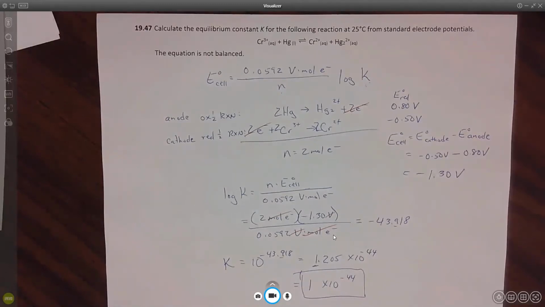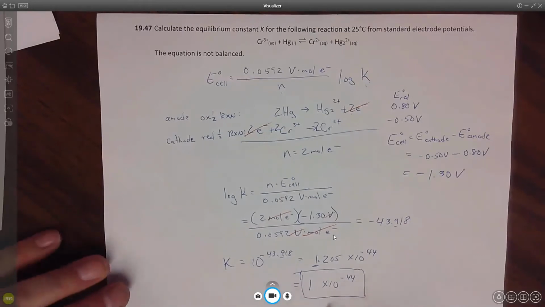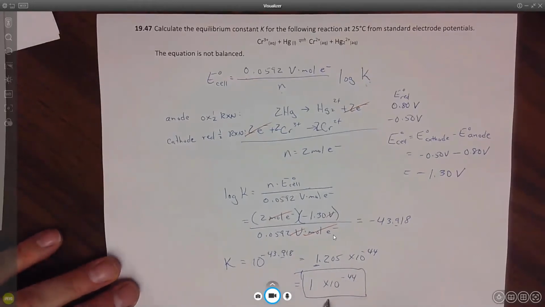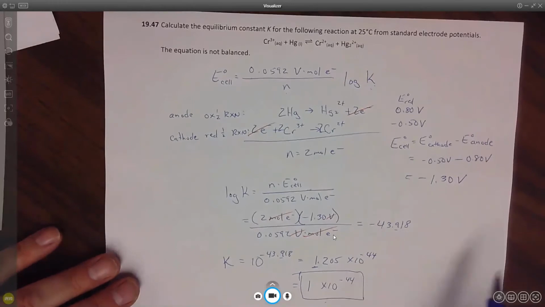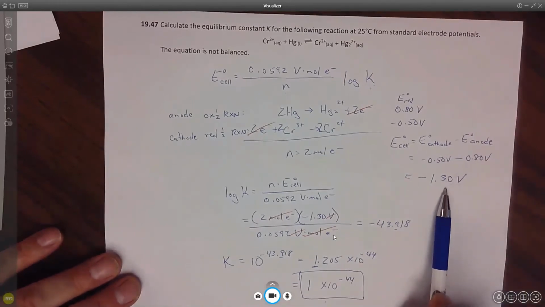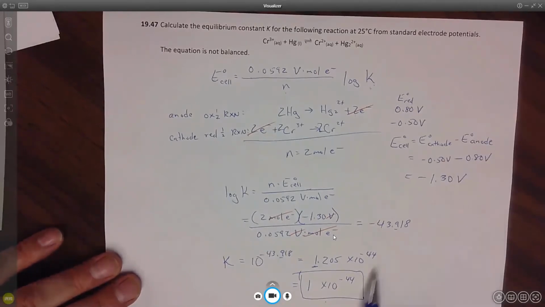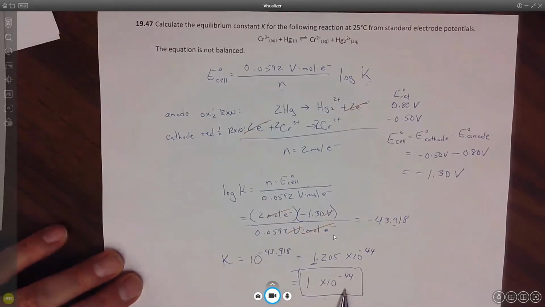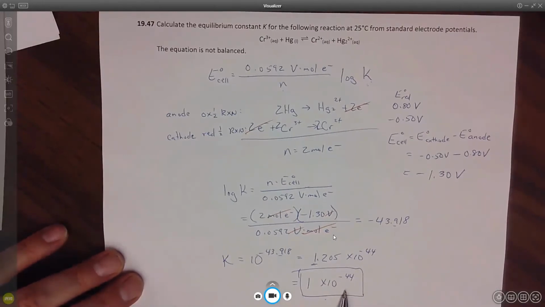Any questions about any of that good stuff? And again, it makes sense that we have a really small equilibrium constant. Our value for the standard E cell was negative, indicating that it was a non-spontaneous reaction. Of course, in chemistry, that means that the reactants are favored over the products. And the very, very small K value indicates that barely anything went to products, and the vast majority of it remained as reactants. So this reaction really does not occur.